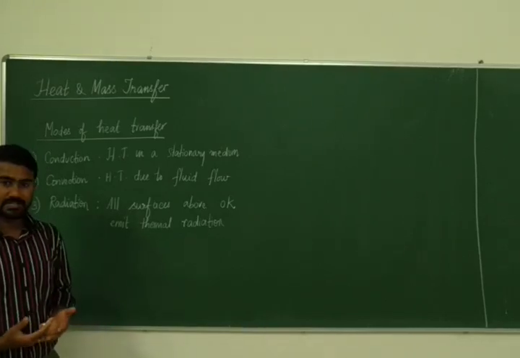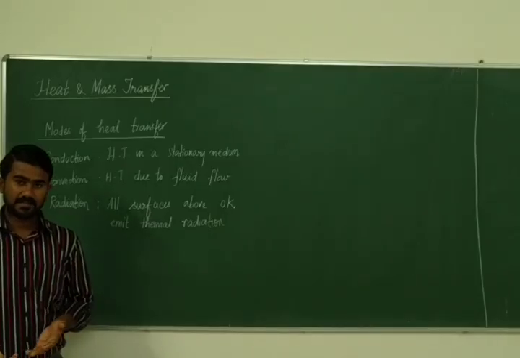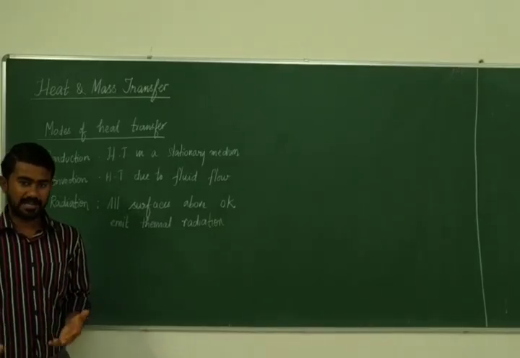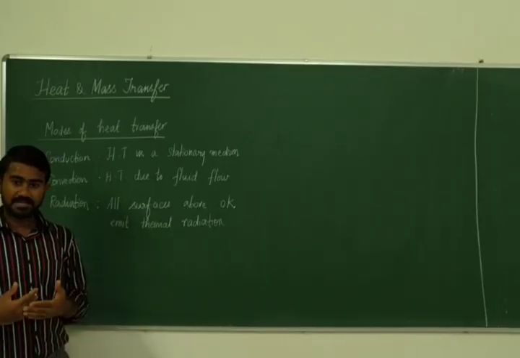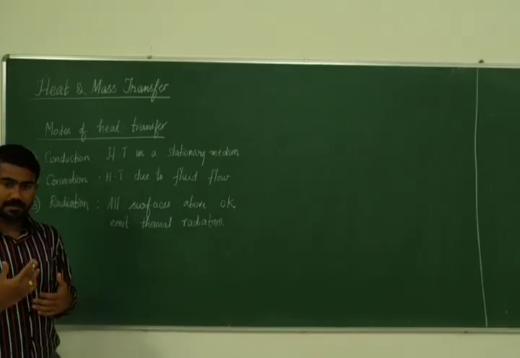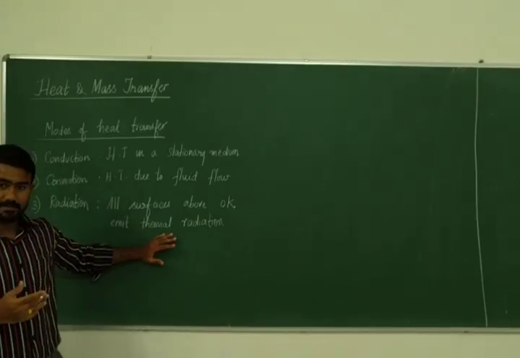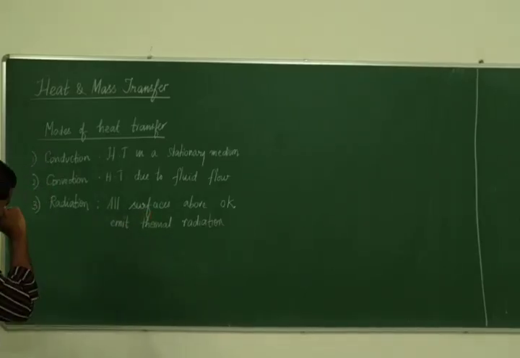But the amount of radiation depends on the temperature of the surface. If the temperature of the surface is very high, then the amount of radiation is going to be very high. If the temperature is low, then the radiation emitted is low. For example, the radiation emitted by the sun is very high because the sun's temperature is high. The radiation emitted by my body or by the board is lesser because the surface temperature is lesser. So these are the three modes of heat transfer, very quickly.